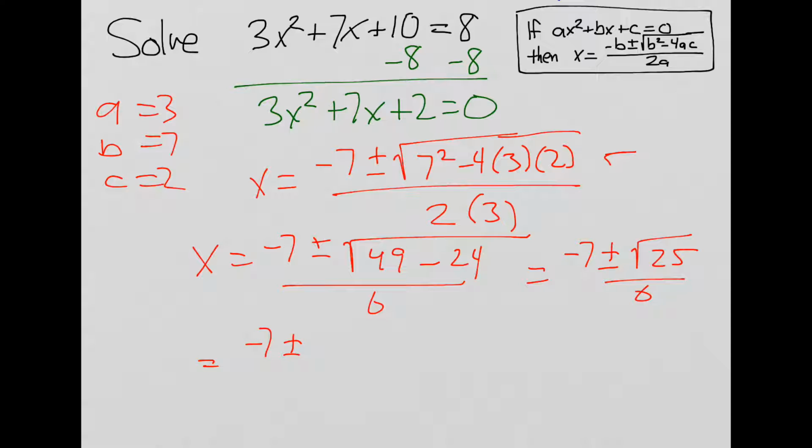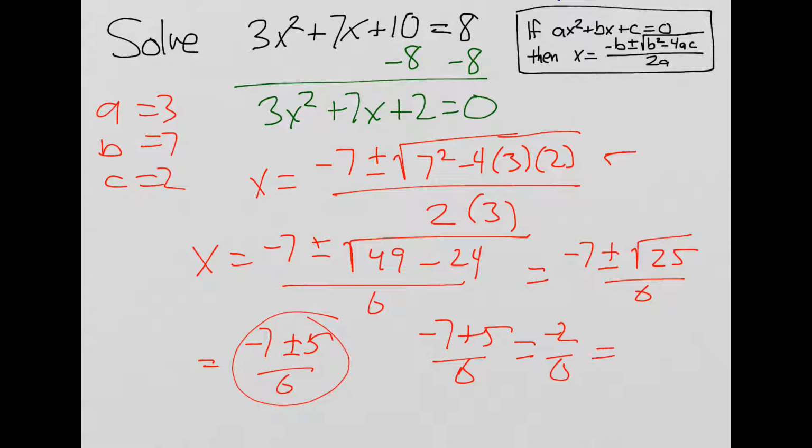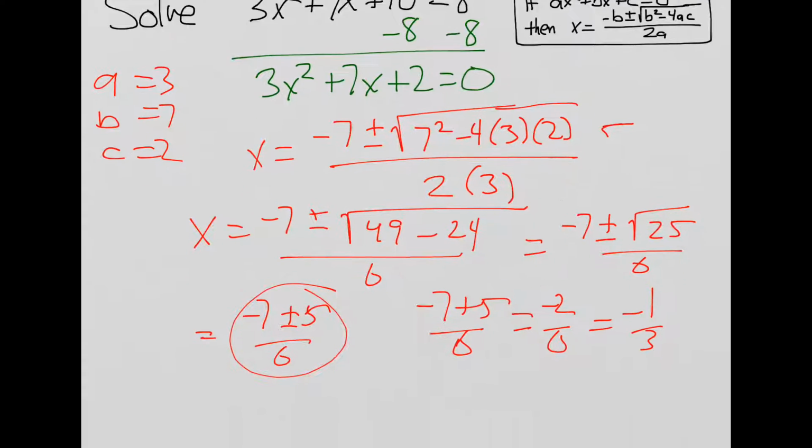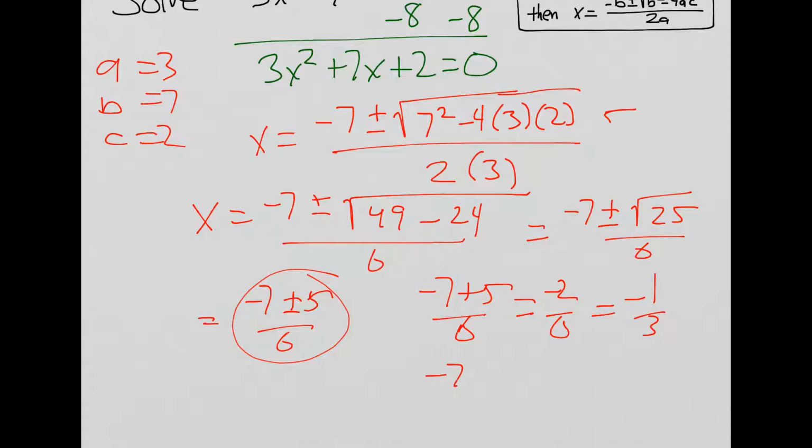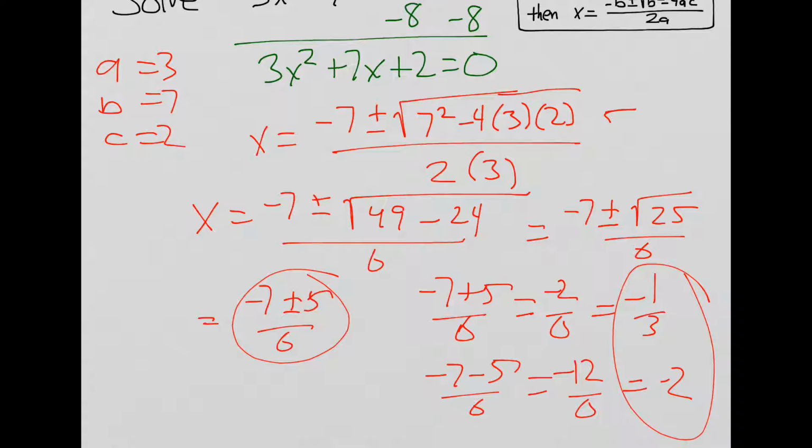Negative 7 plus or minus 5 over 6. So this plus or minus means we have to get two answers. Negative 7 plus 5 over 6 is negative 2 over 6, which is a negative 1/3. Negative 7 minus 5 over 6 equals a negative 12 over 6, which equals a negative 2. So my two solutions to my equation are negative 1/3 and negative 2.